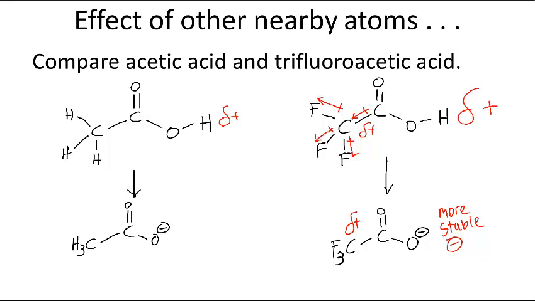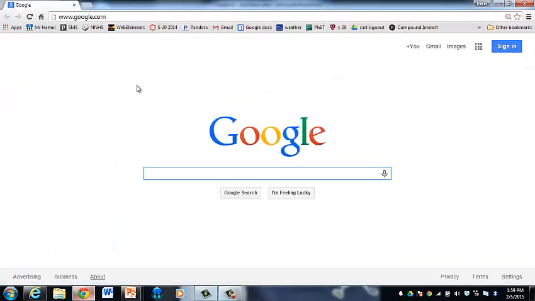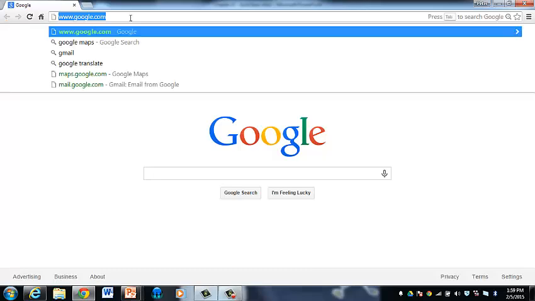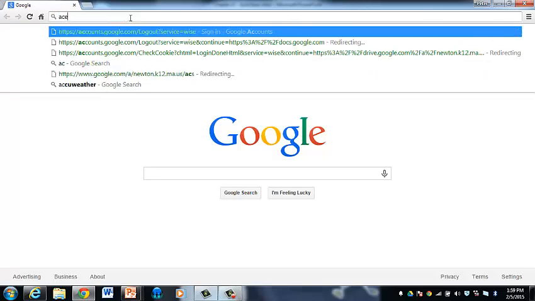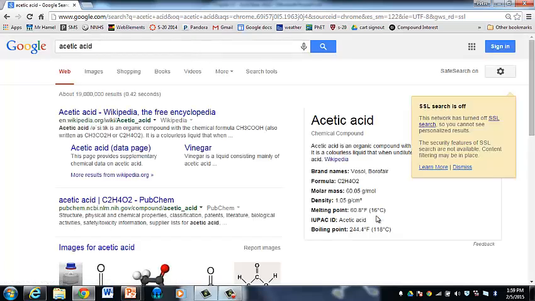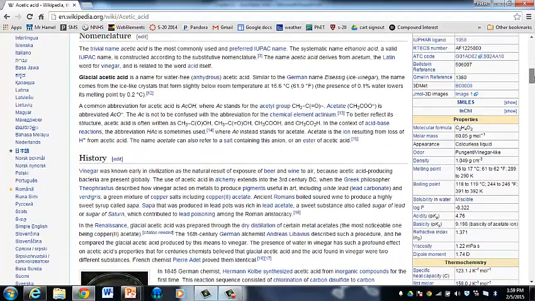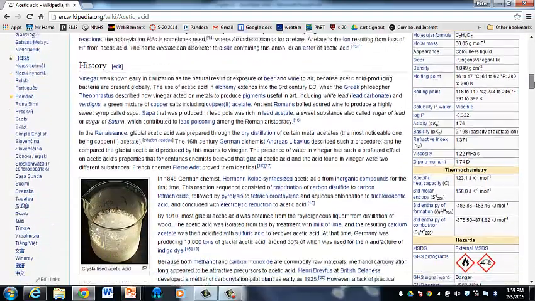I like to point out that you always have information at your fingertips. So if we wanted to know whether our prediction's true, what should we do? All right, let's type in acetic acid. Acetic acid, let's go to Wikipedia. If anyone ever told you it was banned from school, they're crazy.